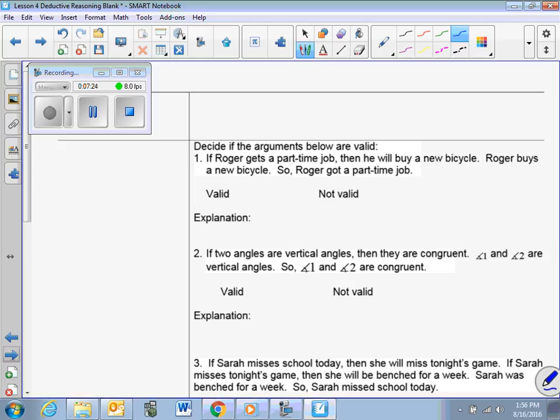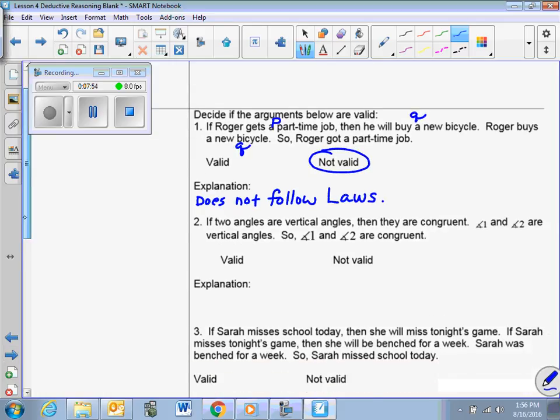Well, I'm going to label my P's and Q's like I like to do. So here's our P. Roger gets a part-time job. Then Q is he will buy a new bicycle. Roger buys a new bicycle. So there's Q. So this is not valid because it does not follow. It looks like the law of detachment, but it's not. So we're just going to say it does not follow laws. It breaks the law. How about this one?